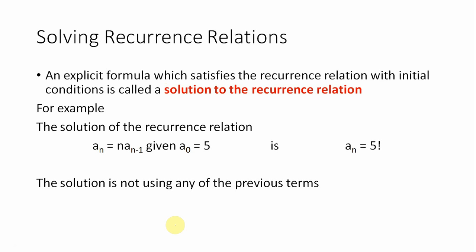As an example, if this is the recurrence relation that has been given, an is equal to n times a of n minus 1, and I have given you the initial condition a0 is equal to 5, the solution to this particular recurrence relation is an is equal to 5 factorial.